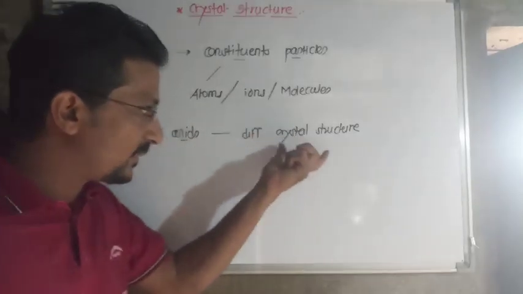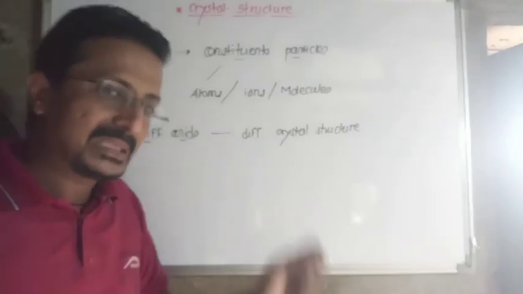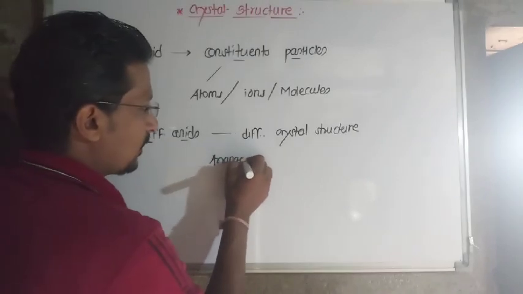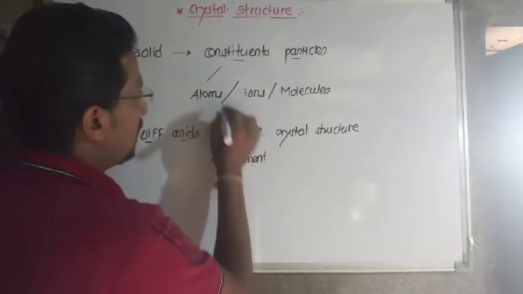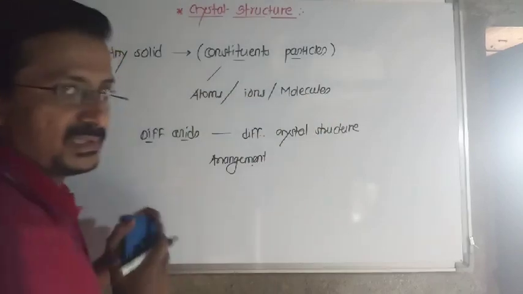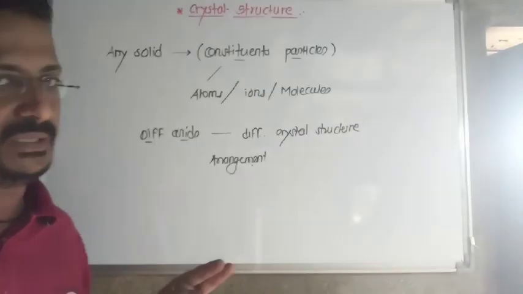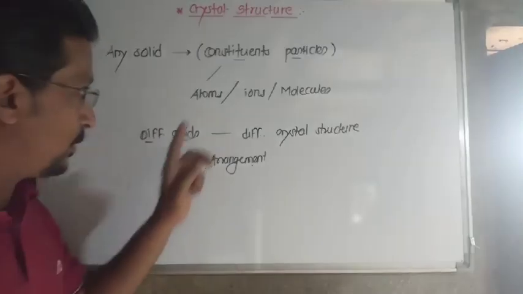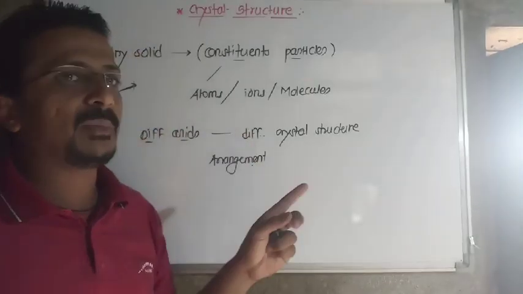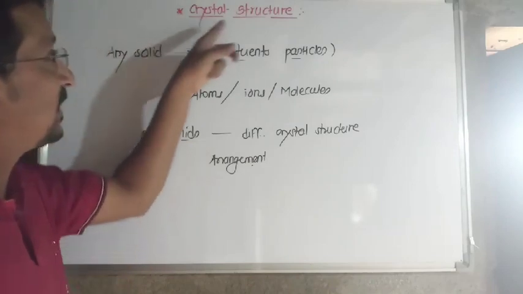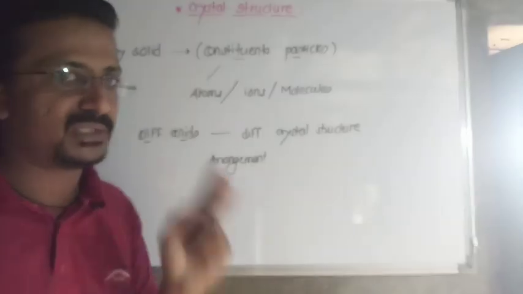As different solids have different crystal structures, in the sense the arrangement of these constituent particles, maybe atoms, ions or molecules, in that particular crystal is different. Due to the difference in the arrangement of these constituent particles, it results in the formation of different solids, that is, a different crystal structure.